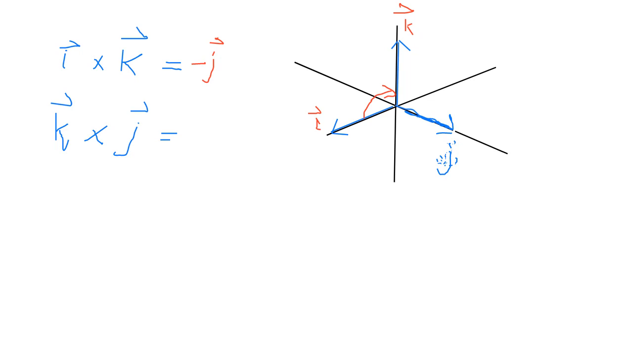Because rotate K into J, and it's like you have to do this. You have to do this. I hope this is working for you all. You get negative I. All right, was this helpful? Does this make good sense? Are there any questions on that?